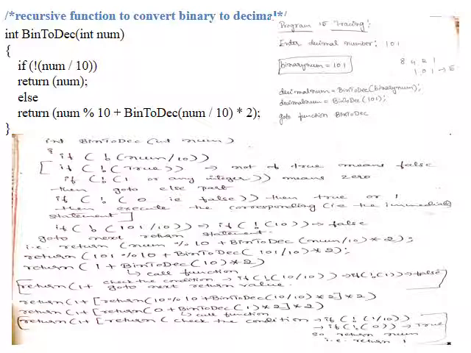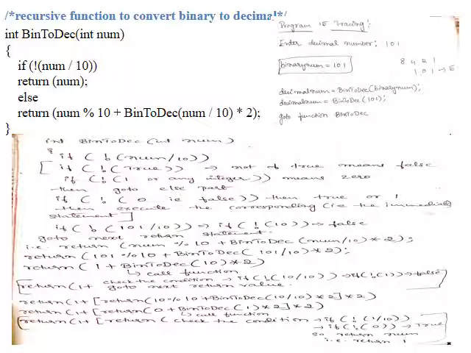Let's see with the example. Now num is equal to 101. Check the condition: if not of num divided by 10. 101 divided by 10 is 10. So 10 is a non-zero value. Not of 10 is false, because not of any non-zero integer value is 0. So that is false. So go to the next return statement.